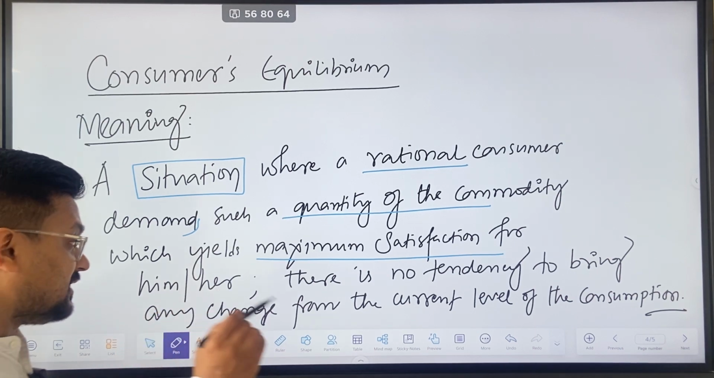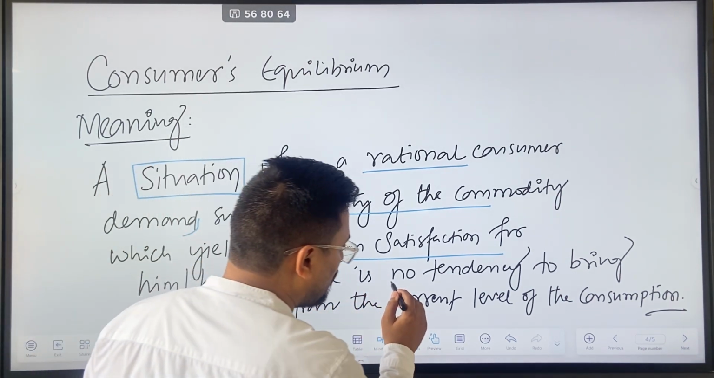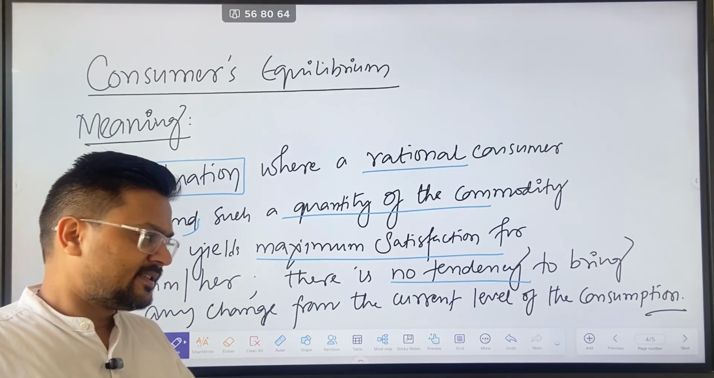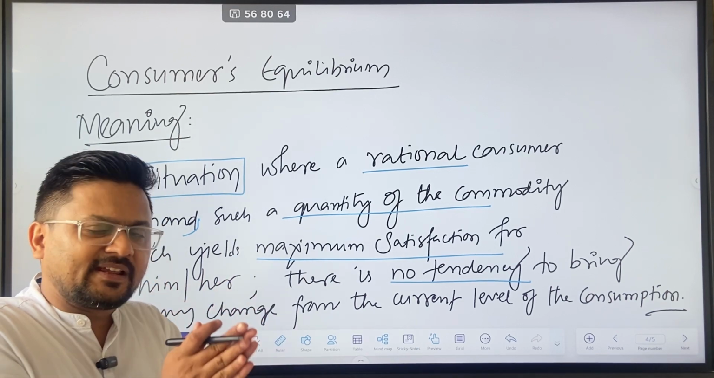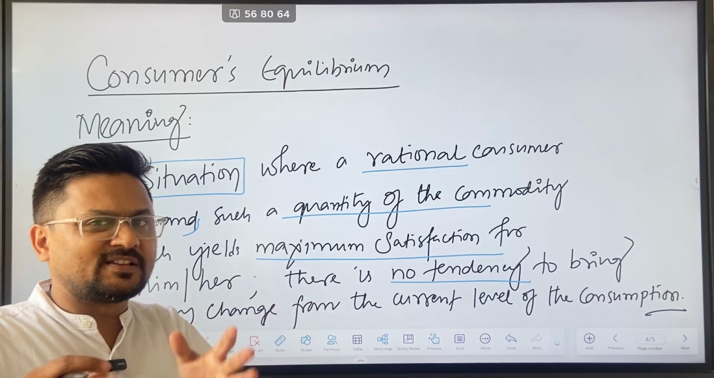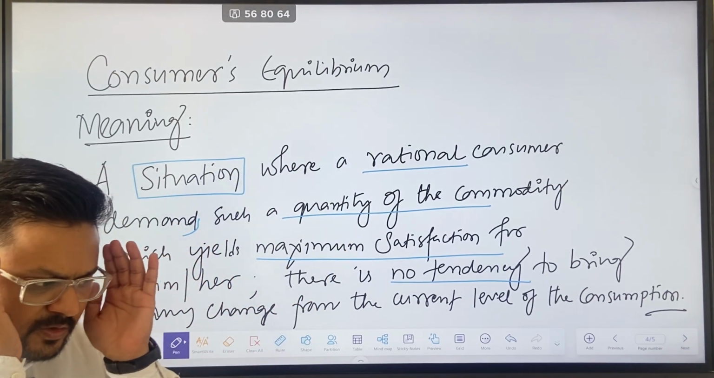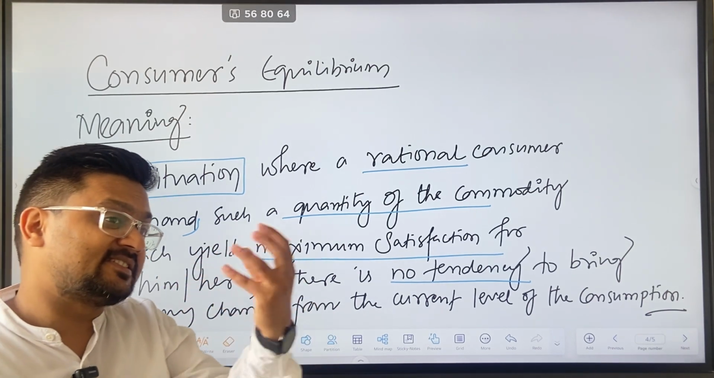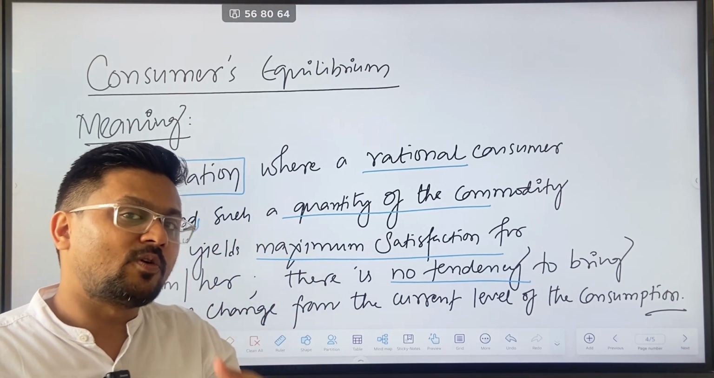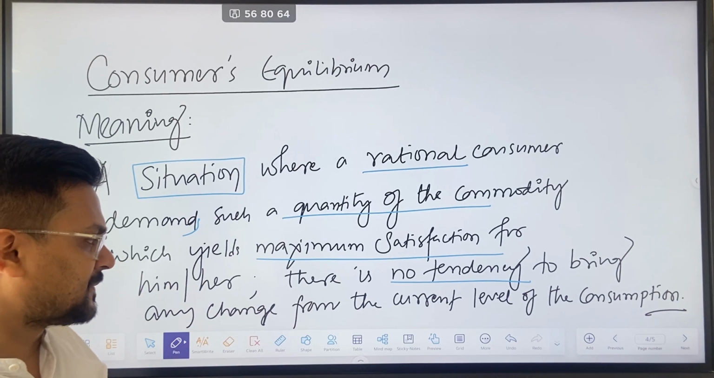But remember, there is one more important point that has to be added, and that is there should be no tendency to bring any change from the current level of consumption. That means the consumer should not bring any change. He should not be thinking, no, I should have consumed more, or I should have consumed less. No, if the consumer is completely satisfied, yes, this is the maximum quantity, or this is the optimum. So better we use the word optimum quantity, then we term it as a consumer's equilibrium situation.